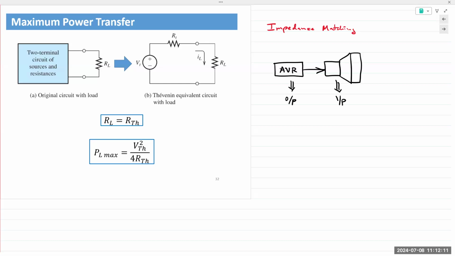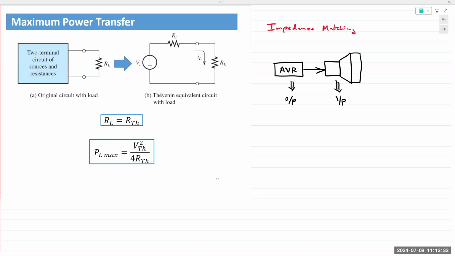Okay, and that technical concept is basically coming from the Thevenin resistance. When the Thevenin resistance of the load matches the Thevenin resistance of the source, in this case the first circuit, then maximum power can be transferred.